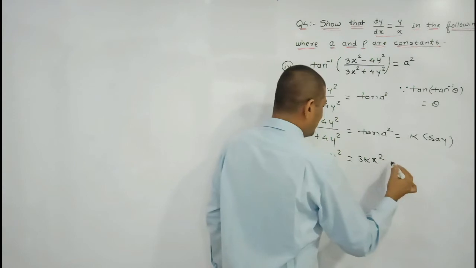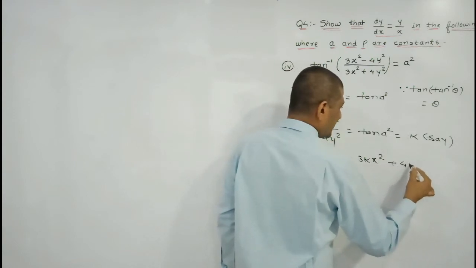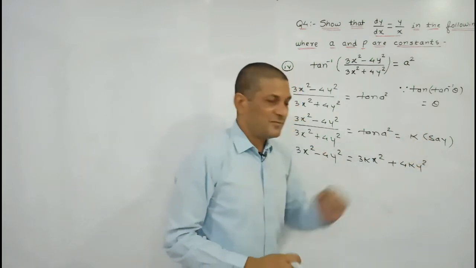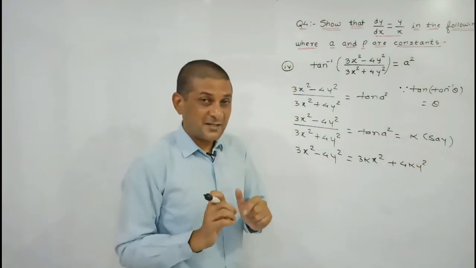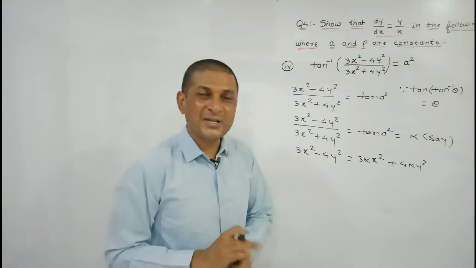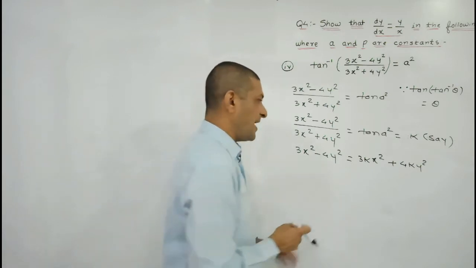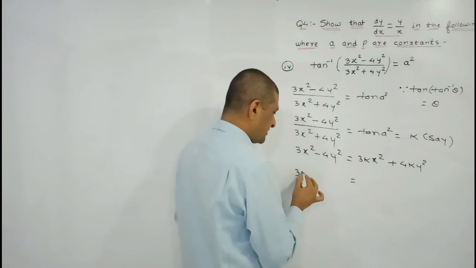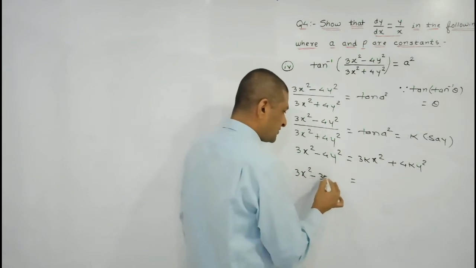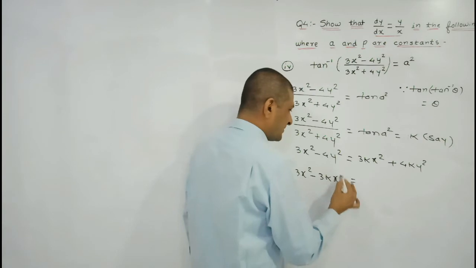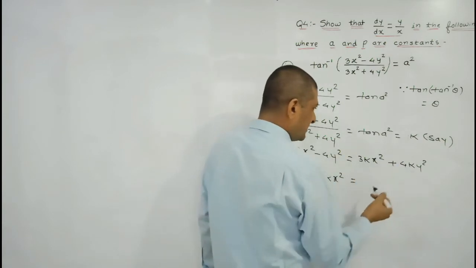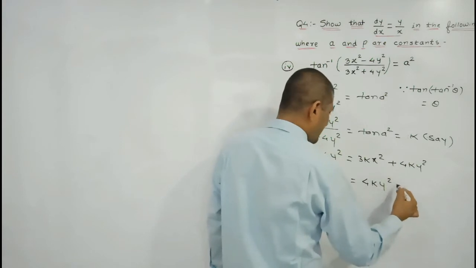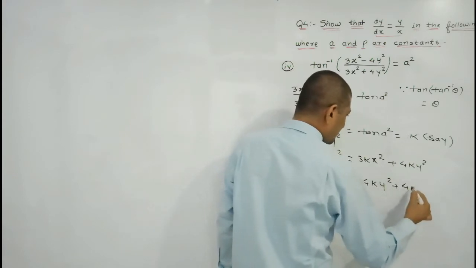3kx square plus 4ky square. Just simply this term will get multiplied with what? K. After that, on one side collect the terms of x and another side collect the terms of what? Y. So which is equal to, so this plus term on this side will become minus, means 3x square minus 3k x square, and this minus term on this side will become plus, means on this side we will get 4k y square plus 4y square.